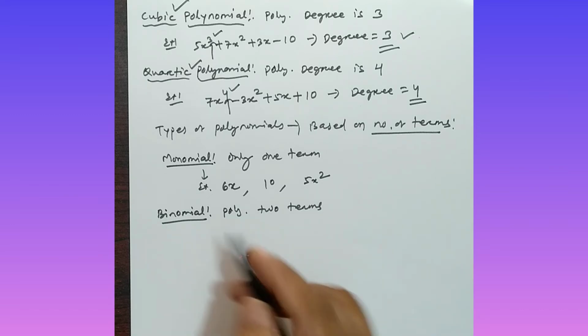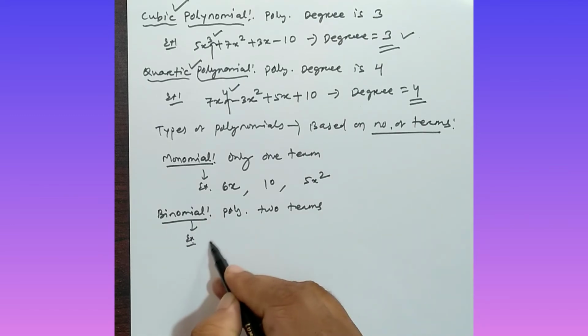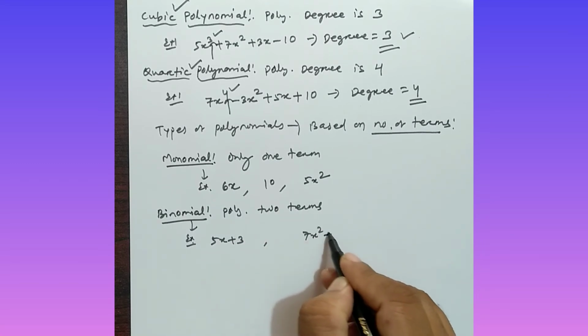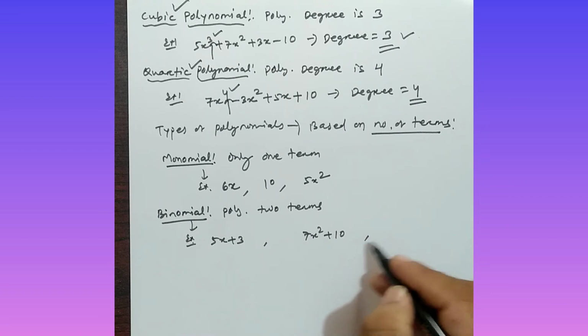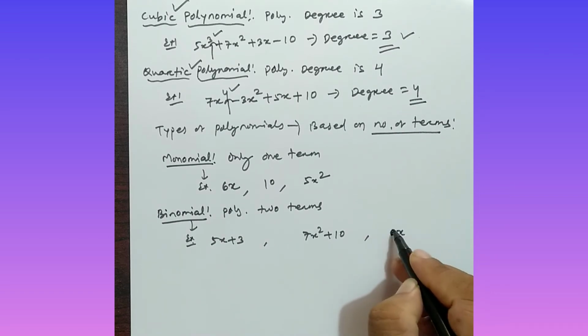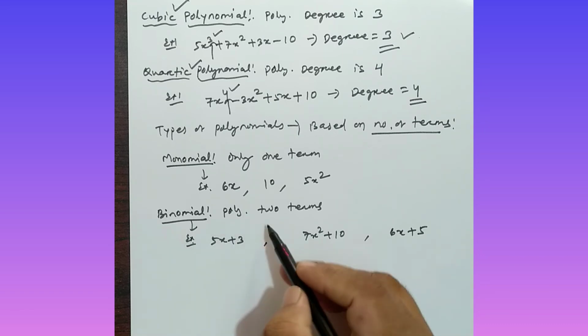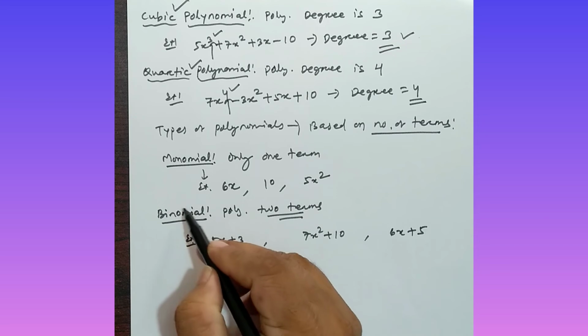Bi means two, right? What is the example over here? Let's suppose I'm saying 5x plus 3, or 7x square plus 10, or 6x plus 5, right? So these are different examples of binomial. Bi means two. So a polynomial which has two terms is called a binomial.